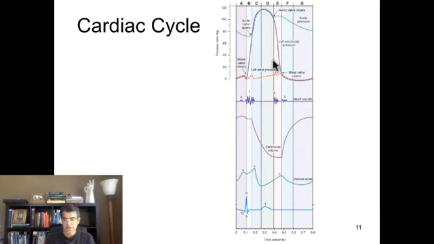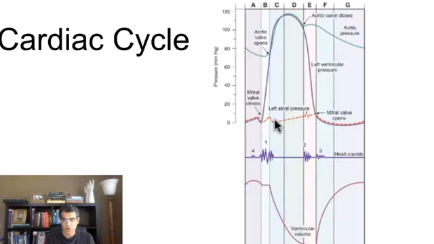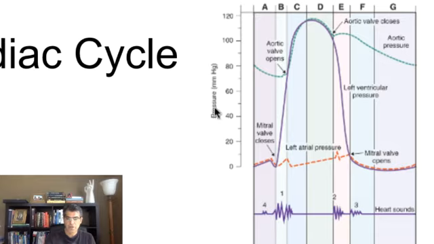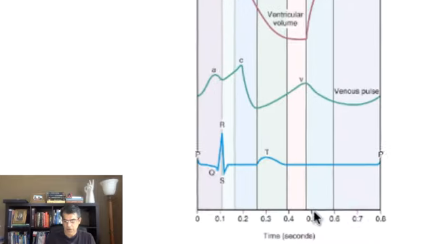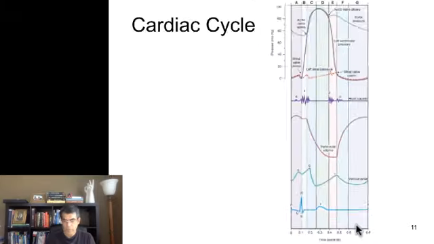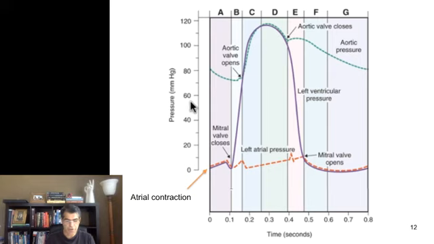It seems very complicated, but in reality it's really simple if you follow me through. This part is going to show different events of the heart. The vertical line shows the pressure. The horizontal line shows the time. So here's my time and here's my pressure.